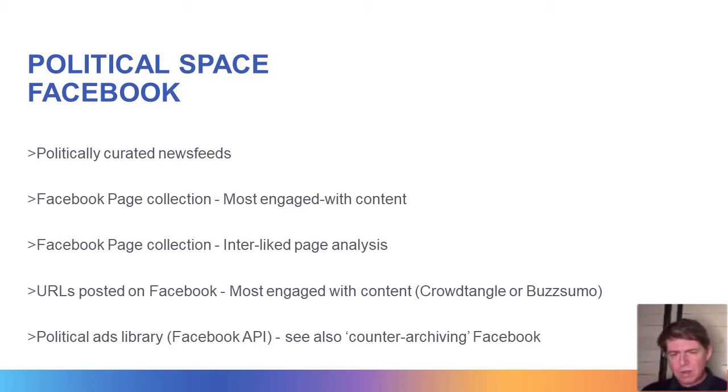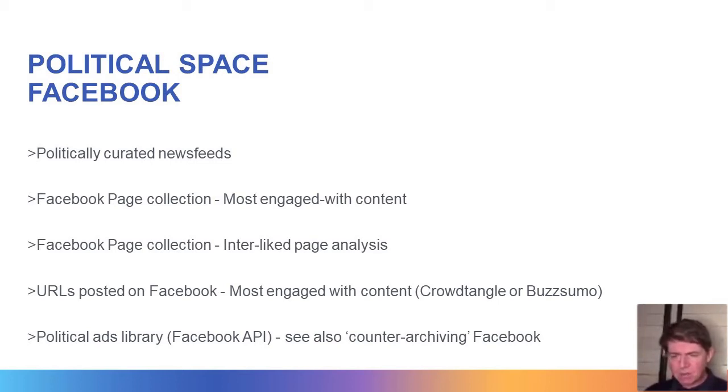Now, the most engaged with content analysis you can do these days still with FacePager, which still connects to the Facebook Pages API, which for most tools and for many people was discontinued, but that one still continues. Or you can do this work manually. The same goes for interliked page analysis. Now, Facebook, after basically deprecating the Pages API, rolled out its own tool originally built for marketeers, CrowdTangle. There's also a marketing tool called BuzzSumo that you could repurpose to do most engaged with content analysis.